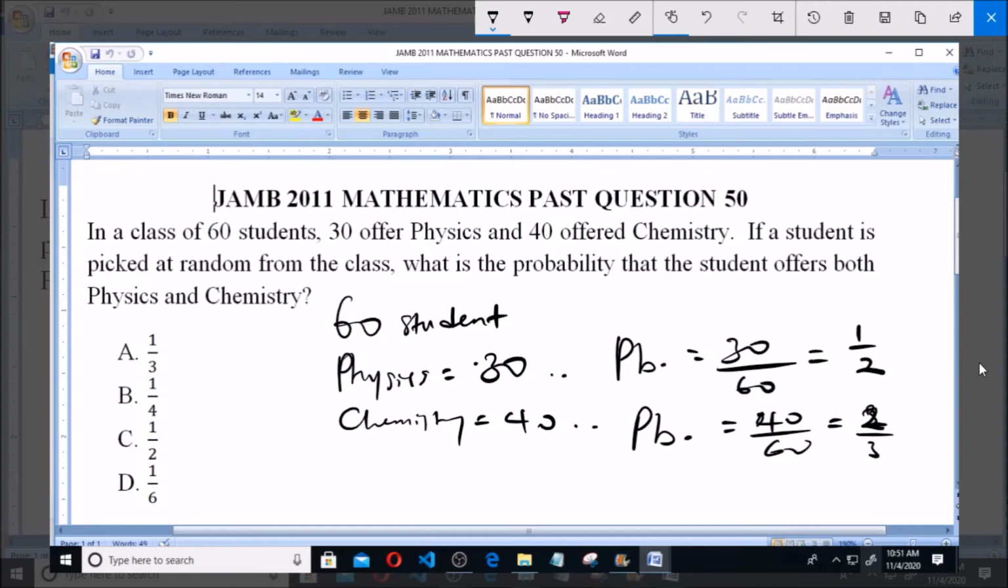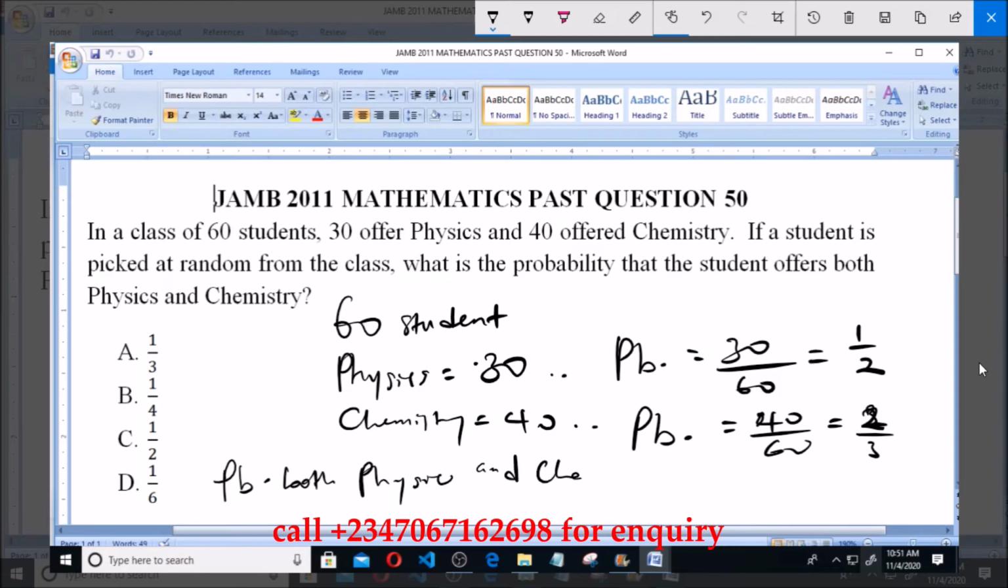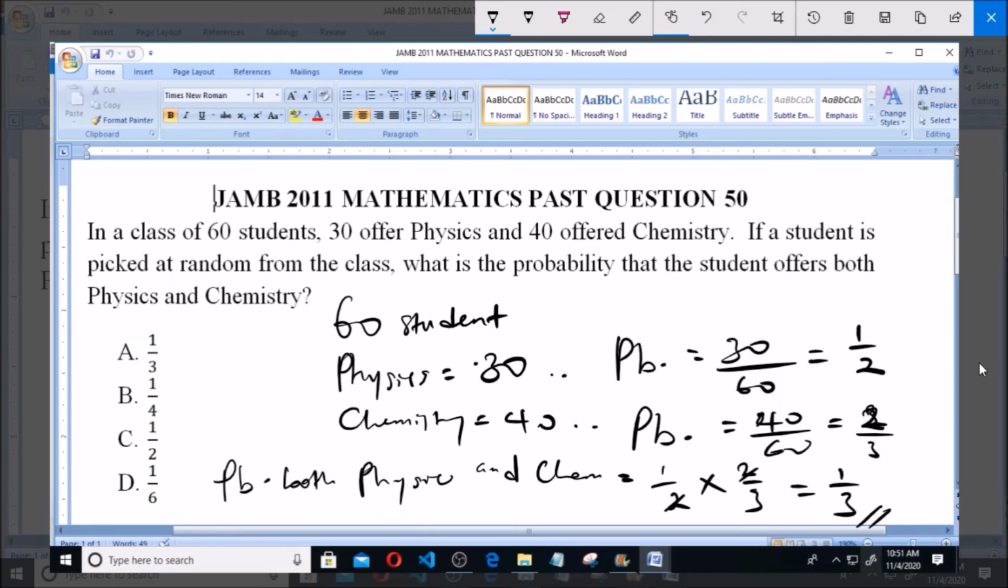Now, the question says a student is picked at random from the class. What is the probability that the student offered both physics and chemistry? So, the probability that the student offered both physics and chemistry will be equal to the multiplication of the probability of students that offered physics, which is 1 over 2, multiplied by the probability of students that offered chemistry, 2 over 3. 2 will cancel 2, and that is equal to 1 over 3. So the answer to this question is option A, 1 over 3.